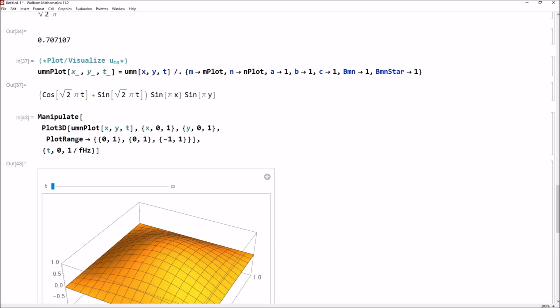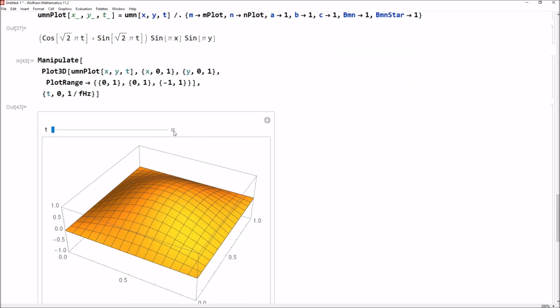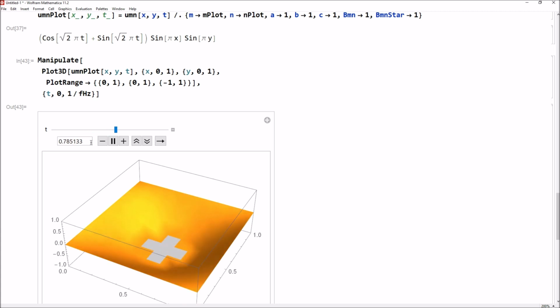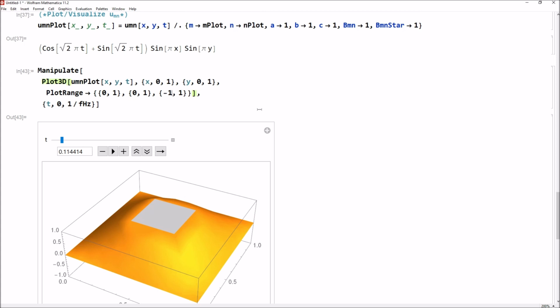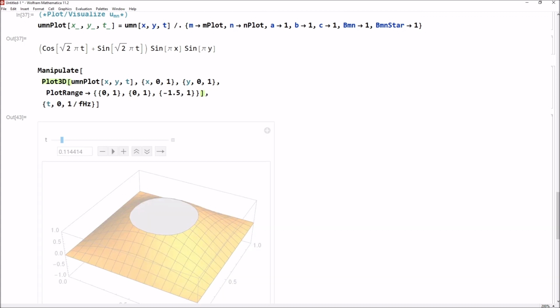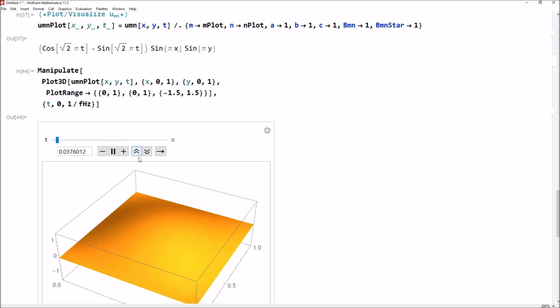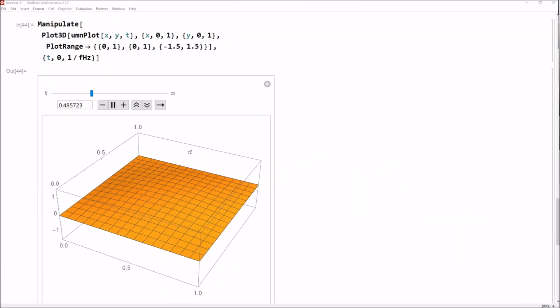Okay, so there we go. Let's try this. And now we're in business. This is looking pretty good. So if you look at this, maybe let's make this plot a little bit bigger. How about 1.5 to 1.5 maybe, so that maybe we don't have this issue here. Here we go.